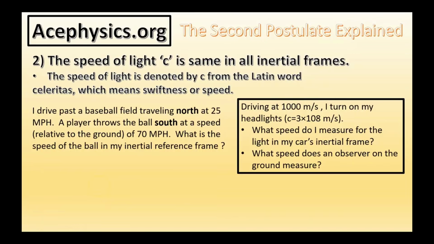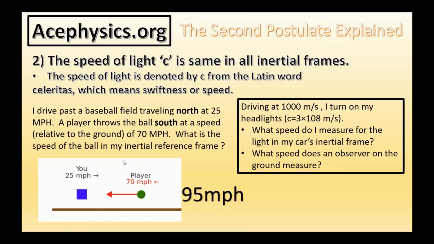On this slide, I'll explain the second postulate. The speed of light c is the same in all inertial frames. Let's look at an example of Newtonian velocity addition. I drive past a baseball field traveling north at 25 miles per hour. A player throws the ball south at a speed relative to the ground of 70 miles per hour. What is the speed of the ball in my inertial reference frame? The answer is 95 miles per hour.